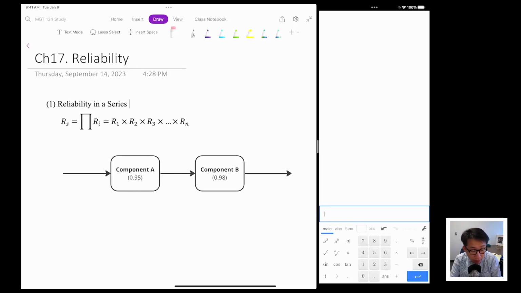Okay, this is reliability. In reliability, I'll do it a little differently. I'll mostly focus on showing you the concept rather than doing Excel, because there's not much Excel you need in this particular chapter.